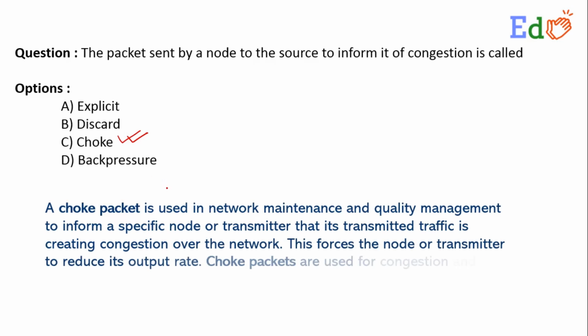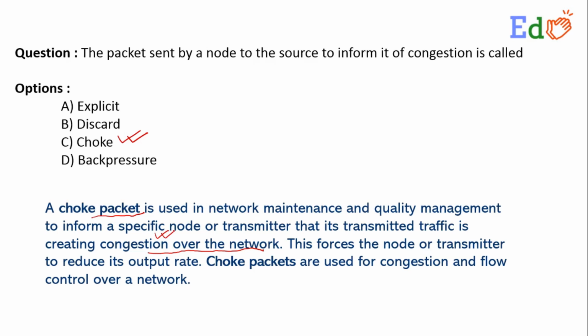A choke packet is used. So here we are discussing what a choke packet is. A choke packet is used in network maintenance and quality management to inform a specific node or transmitter that its transmitted traffic is creating congestion over the network. So congestion is the main issue for which the choke packet will be sent, and this forces the node or transmitter to reduce its output rate.